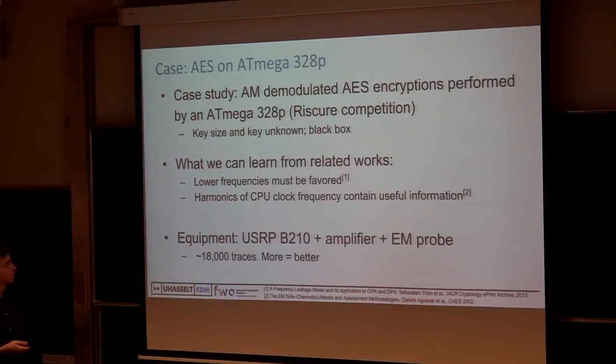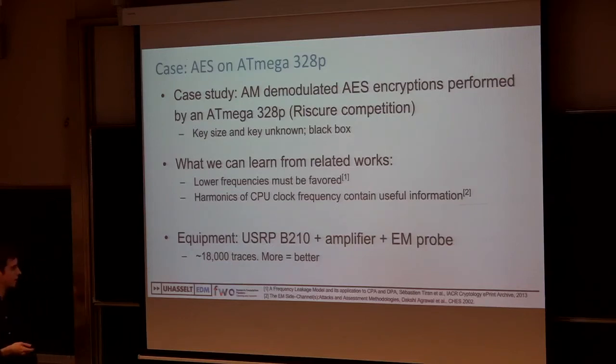What I'm about to show you now is an example where I did this for an Atmega 328P. In this case, it was a device provided to me by a company called Riscure. They held a kind of competition to perform a side channel attack on a black box. So the key was absolutely not known to me, and you had to find it out by doing a side channel attack. Now, looking at previous works, we can learn that lower frequencies must be favored. Apparently, there is more information than that, and the harmonics of the CPU clock frequency also contain useful information.